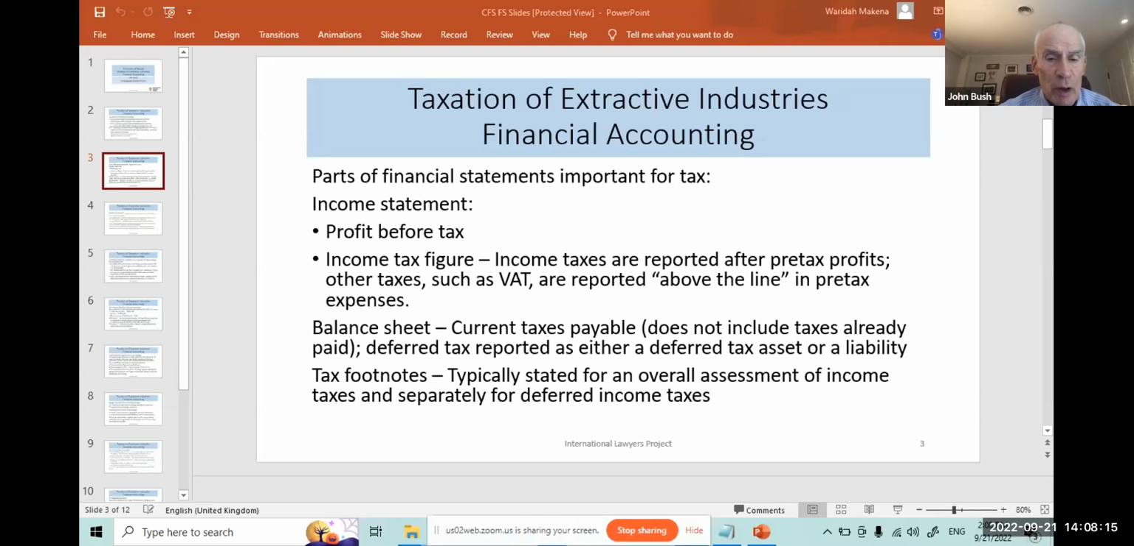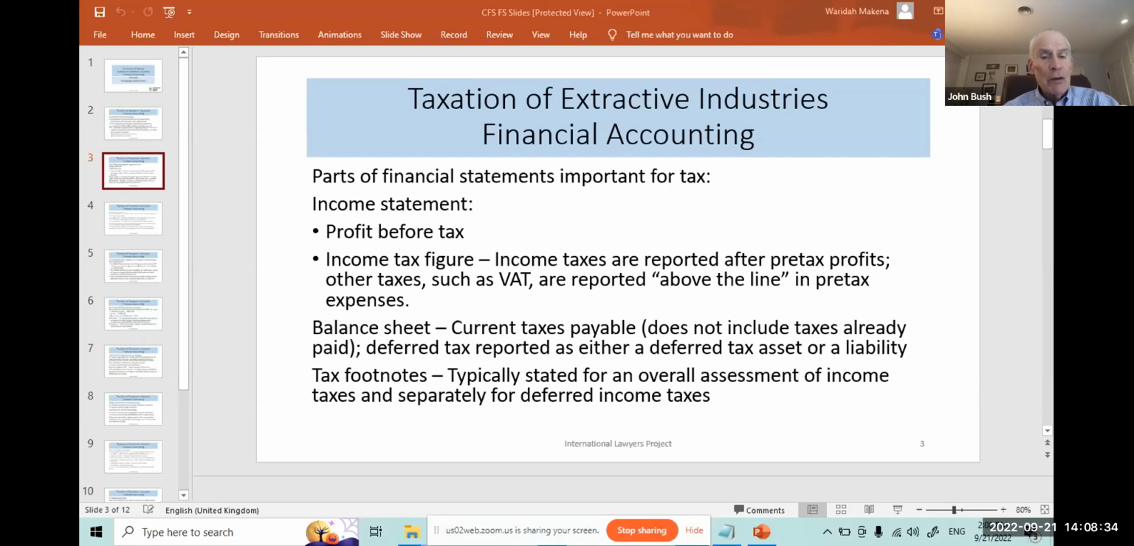Then in the balance sheet, we have further disclosure. Current taxes payable, that means the liability that's outstanding. Now, if taxes are paid during the year, you won't see those on the balance sheet. They've already been paid and disposed of.